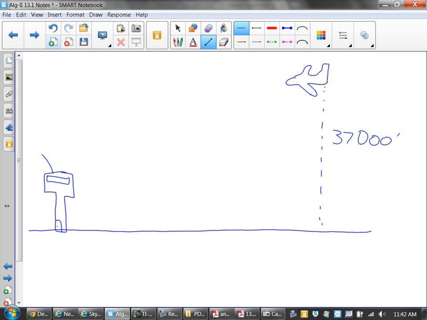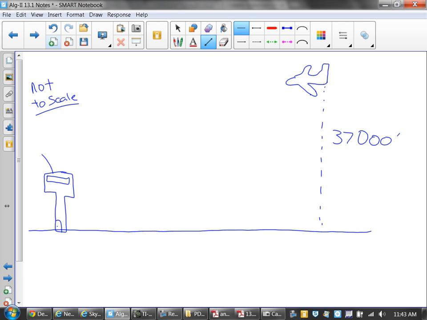The plane is above. You're 37,000 feet up in the air. Not a good day. That building must be really tall then. It's not to scale. I'll make this better. All right. Now I am absolved of all of my drawing sins. Okay. Like 10,000.